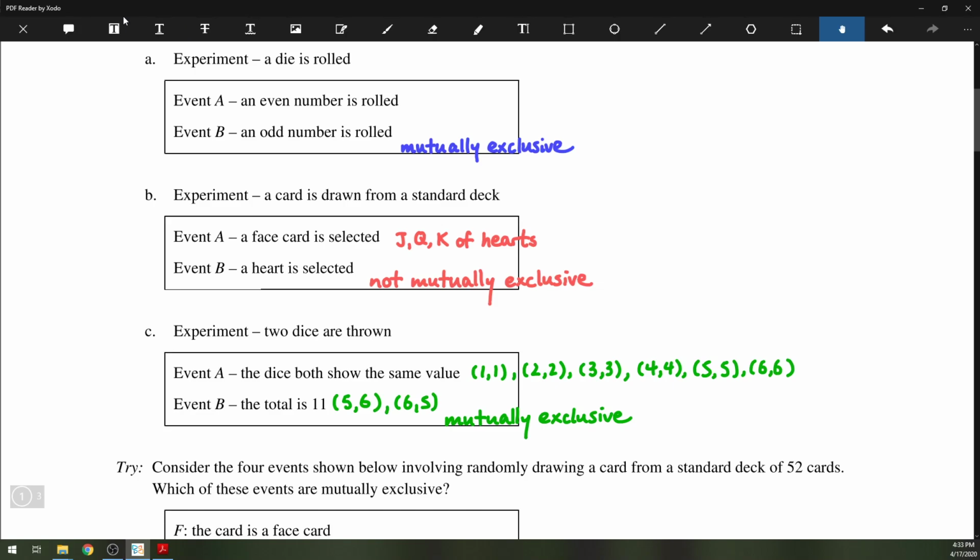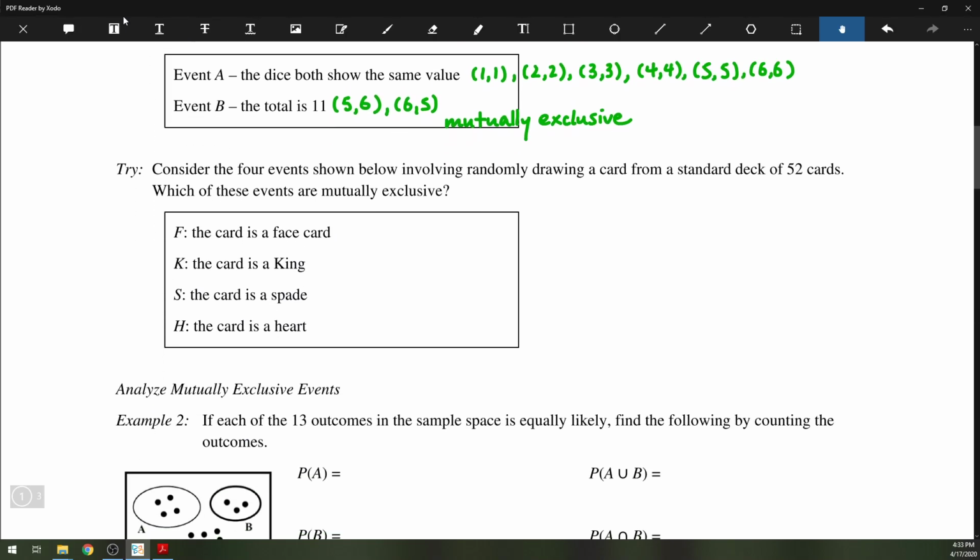Okay, so one more. We have four different events. F is if the card is a face card, we draw a random card out of the standard deck of 52. K is if the card is a king. S for spades, and H for hearts. So what you notice is that the only two events that are mutually exclusive are S and H, because you cannot draw a card that is a spade and a heart at the same time.